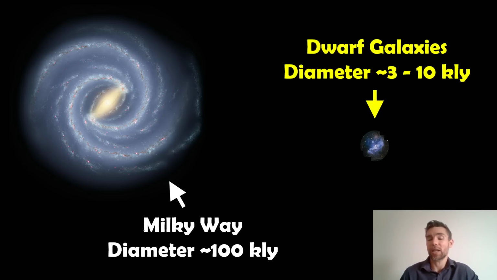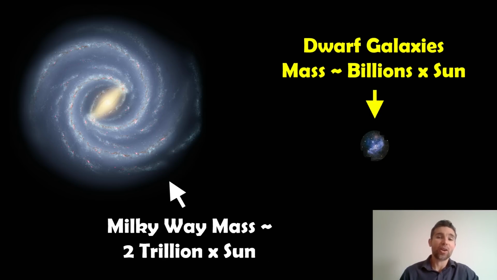So they're quite small galaxies. And mass-wise, they obviously have significantly less mass in them. Dwarf galaxies can have billion times the mass of the Sun residing in them, whereas the Milky Way is on the order of trillions of times the mass of the Sun.